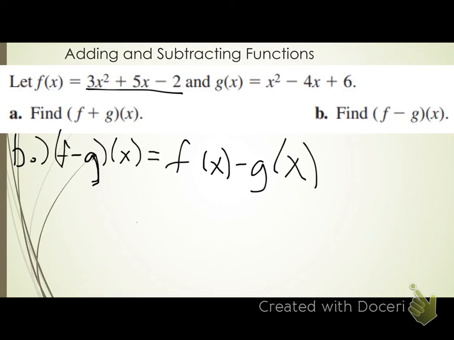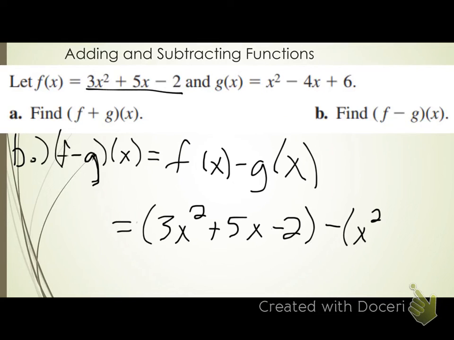So, we already said f of x was 3x squared plus 5x minus 2. I'm now subtracting the two functions, so minus x squared minus 4x plus 6. I just replaced f of x with what it equals, replaced g of x with what it equals. Right? Does that part make sense?